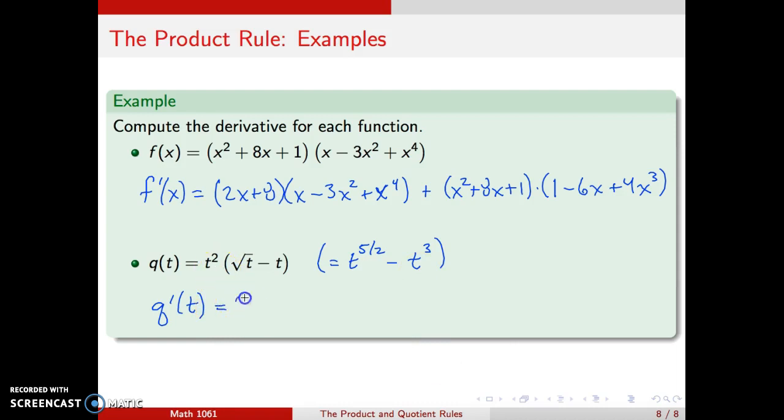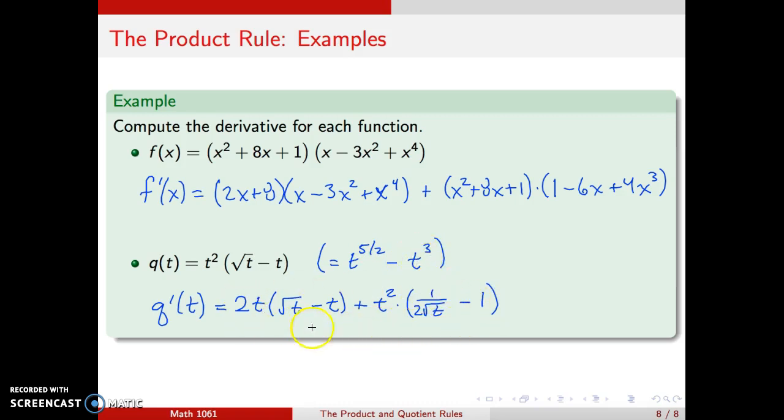I could take the derivative of the first, 2t times the second, plus the first times the derivative of the second. And maybe with a little bit of practice we're starting to get the hang of that. Remember what the derivative of the square root of t is, or square root of x, whatever it might be: 1 over 2 times the square root of the variable. So this one, the derivative is pretty clean. It's just 5 halves t to the 3 halves minus 3t squared.